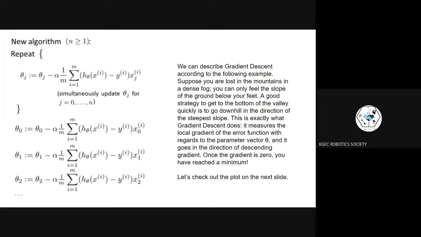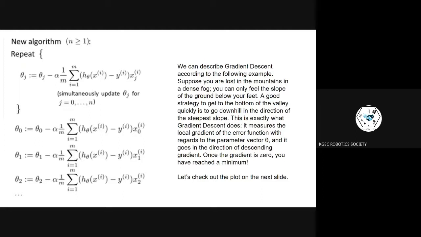On the right side, I have mentioned the physical significance of gradient descent steps. We can describe gradient descent according to the following example. Suppose you are lost in the mountains in a dense fog. You can only feel the slope of the ground below your feet. A good strategy to get to the bottom of the valley quickly is to go downhill in the direction of the steepest slope. This is exactly what gradient descent does.